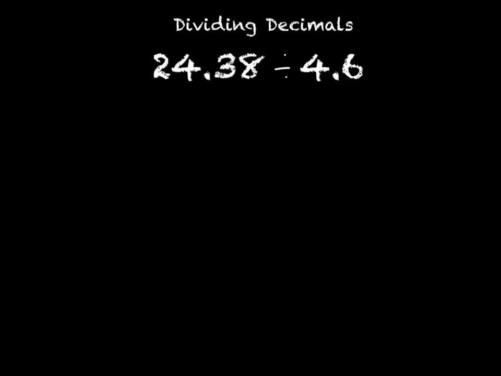Okay. So we're going to give you an example where we're going to both do the same example, just different ways. So I have 24 and 3800ths divided by 4 and 6/10. What I'm going to do is I'm going to turn this into fractions.